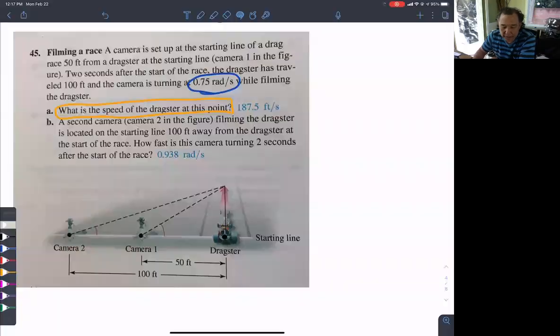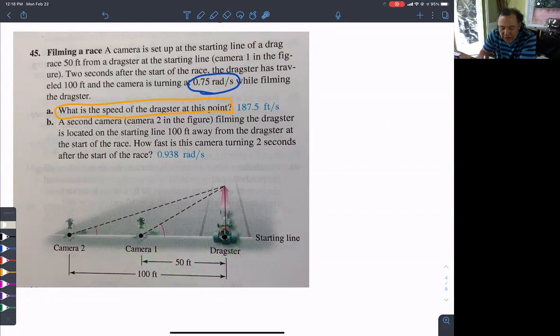All right, this is 3.11, number 45, related rates. A camera is set up at the starting line of a drag race 50 feet from the dragster. So there's the camera. We're told 50 feet. There's the dragster.